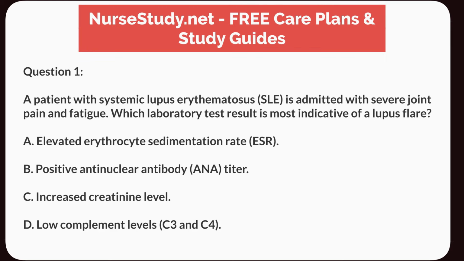Question 1. A patient with systemic lupus erythematosus, SLE, is admitted with severe joint pain and fatigue. Which laboratory test result is most indicative of a lupus flare? A. Elevated erythrocyte sedimentation rate, ESR. B. Positive antinuclear antibody, ANA, titer. C. Increased creatinine level. D. Low complement levels, C3 and C4.